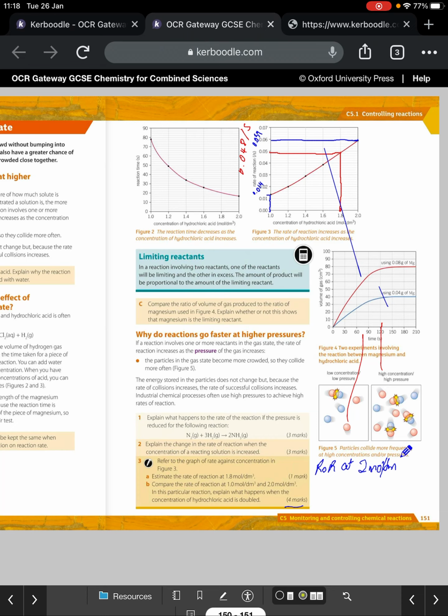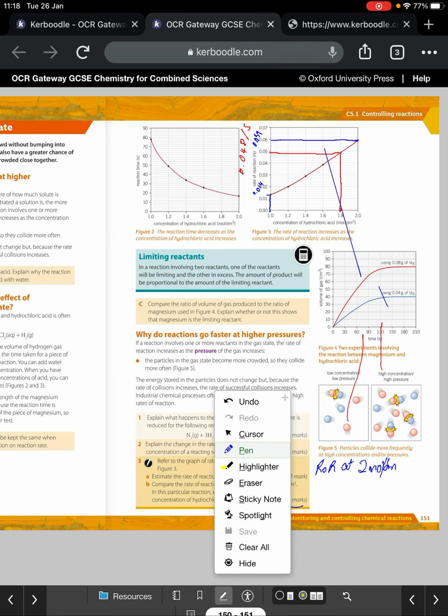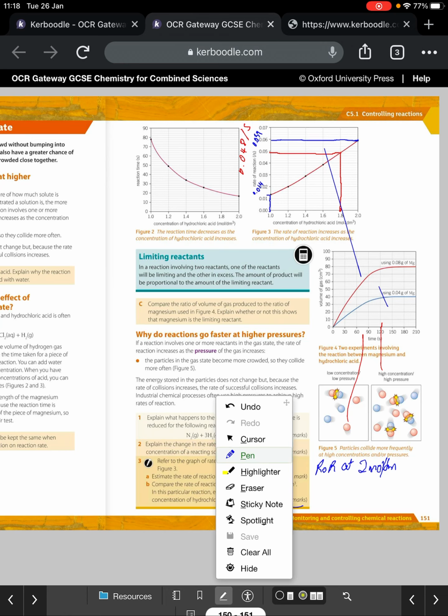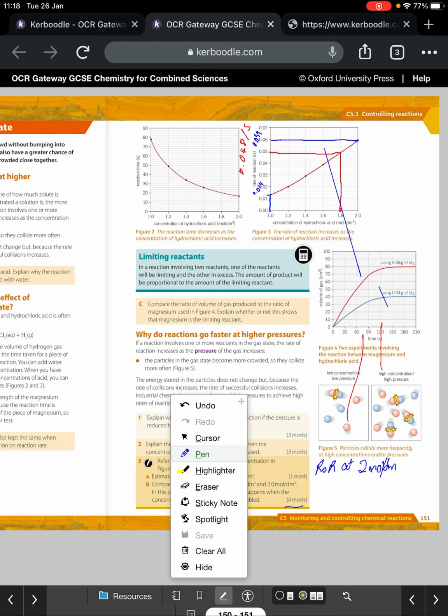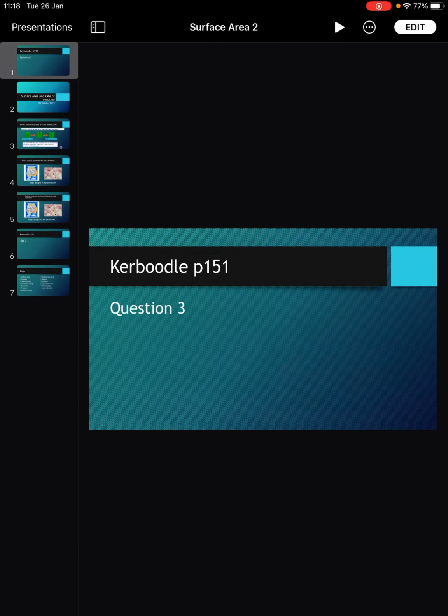It's not picking up, in fact I'm writing cubed there, sorry. Why is it not now writing? Where's my pen gone? Okay, right, I'm sorry about this. I'm going to have to do this on another slide, aren't I? This is just not working.